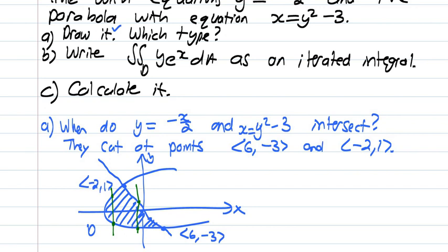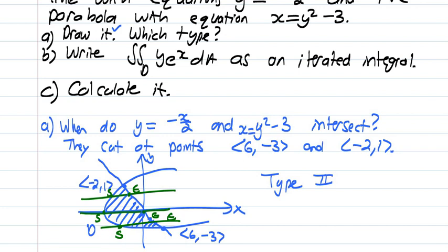So let's have a look if it is of type 2. Let's make horizontal slices. If I make a horizontal slice, it starts on the parabola and it ends on the straight line. If I make another horizontal slice, it starts on the parabola and ends on the straight line. So this is type 2. Using horizontal slices, it always starts on the parabola and it always ends on the straight line. So here using a ruler is a really good idea.